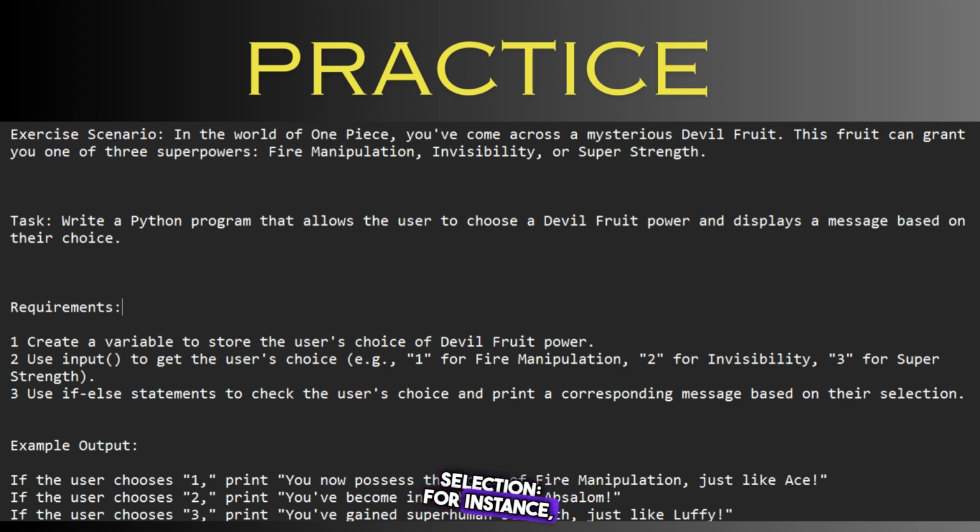After receiving the user's choice, the program uses if-else statements to provide a corresponding message based on their selection. For instance, if the user chooses 1, the program will display a message like, "You now possess the power of fire manipulation, just like Ace." It's a fun and interactive way to bring a touch of One Piece adventure to programming, while practicing variables, data types, if-else statements, and user input in Python.